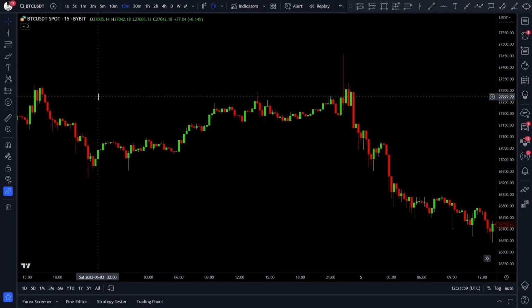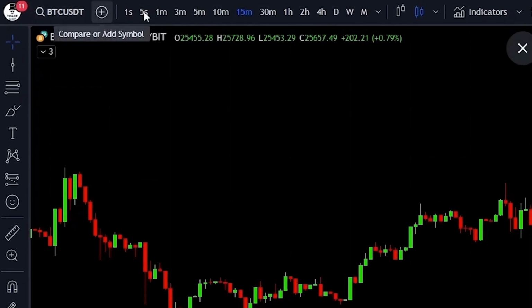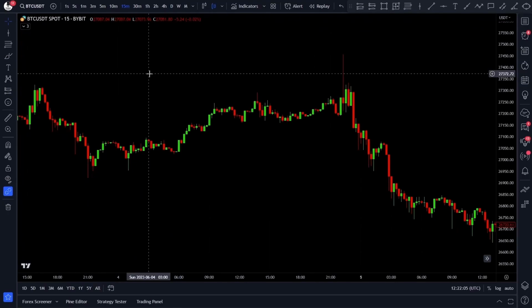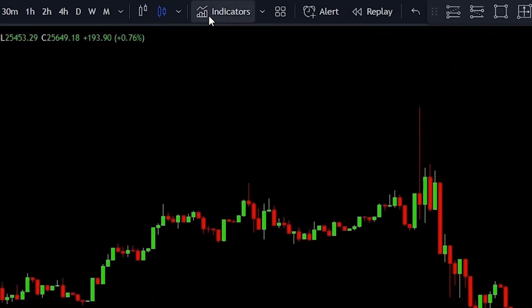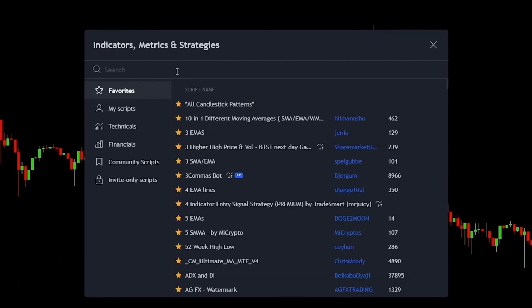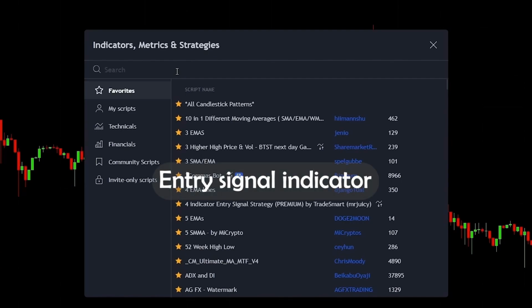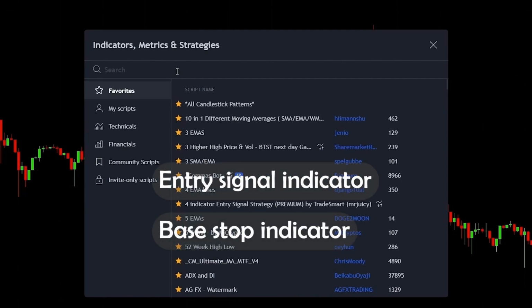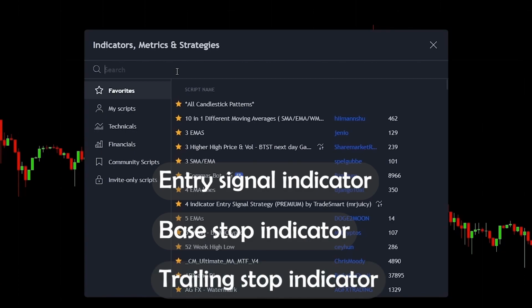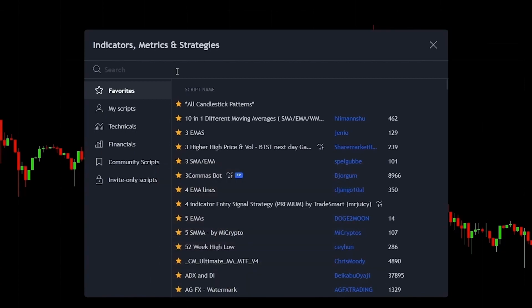Okay, for this strategy, first open up TradingView and set up the BTC USDT 50-minute chart. Once you got that, open up the Indicators tab and let's add our indicators. For this strategy, we will only use 3 different indicators. One entry signal indicator, one base stop loss indicator, and one trailing stop loss indicator. Let's add them one by one.